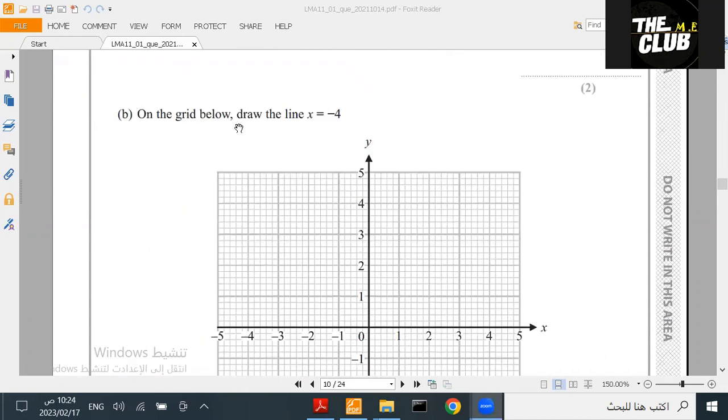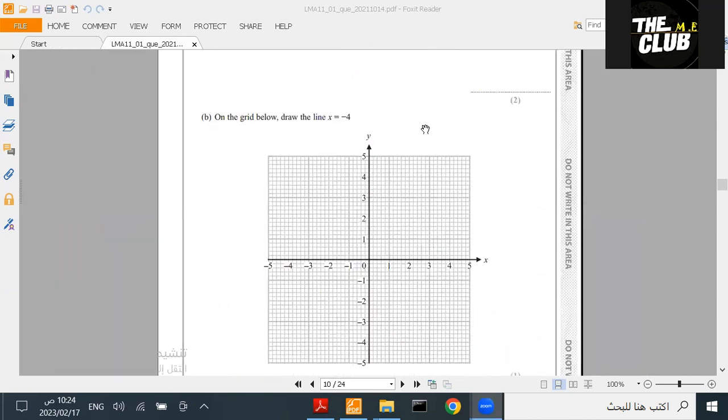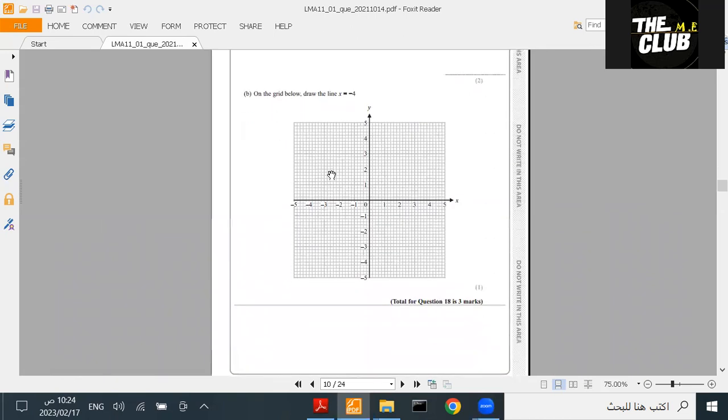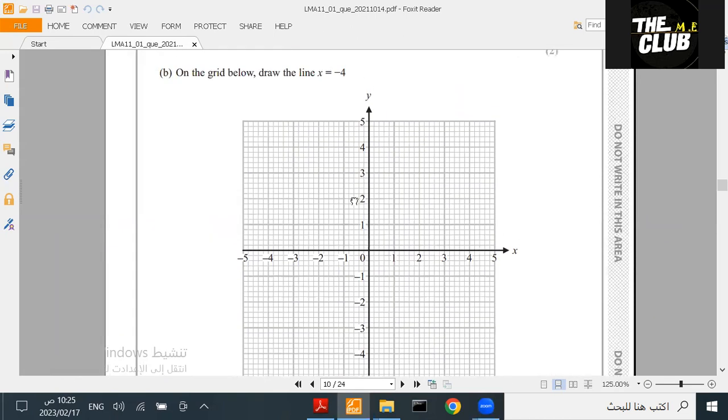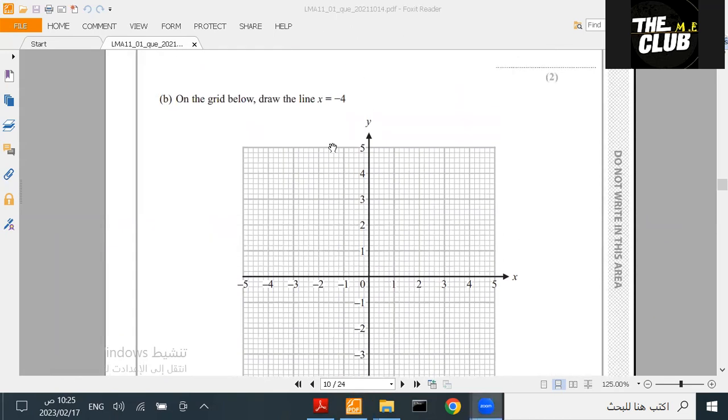Question B. On the grid below, draw the line x equals negative 4. Okay. So they need the line x equals negative 4.